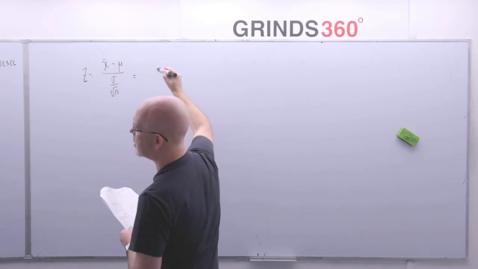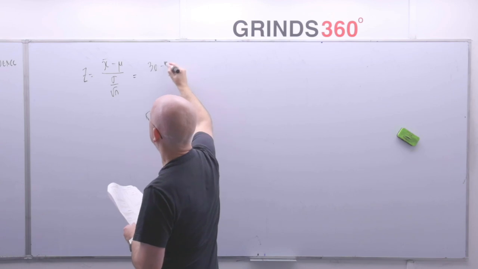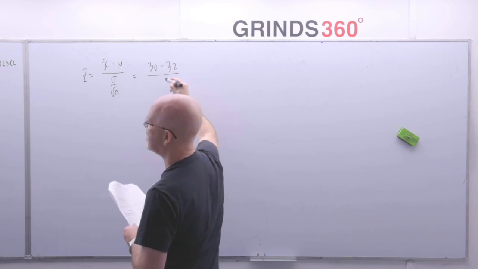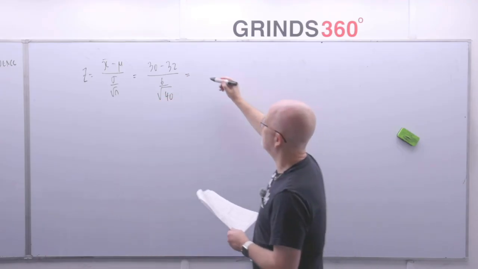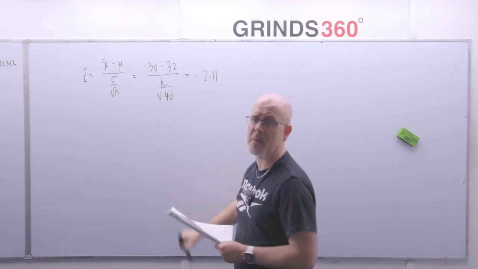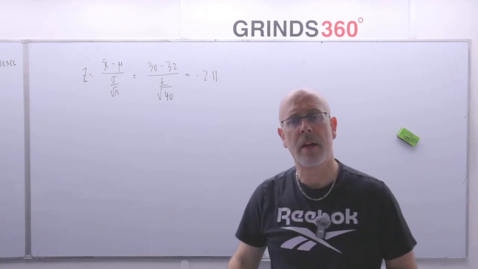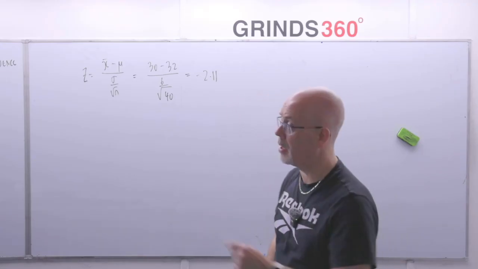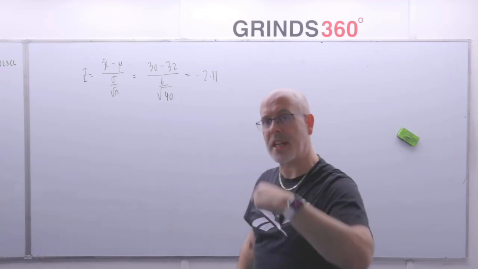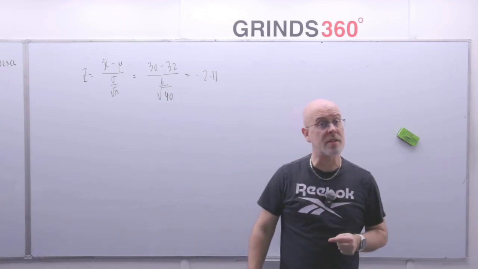And x bar is 30 minus 32 all over sigma, which is 6, over the square root of 40. And that gives me an answer of minus 2.11. Is that surprising? Not in the least. That number is not between plus and minus 1.96. Why not? Because 32 is not inside our 95% confidence interval.